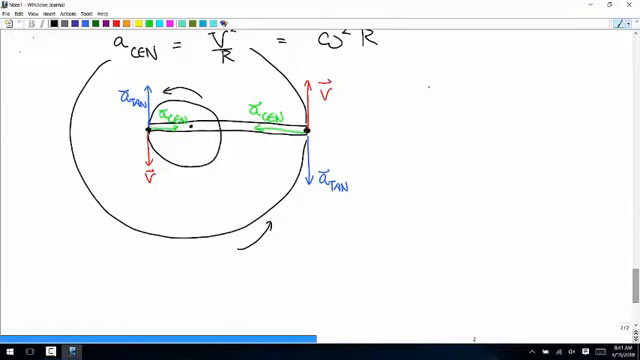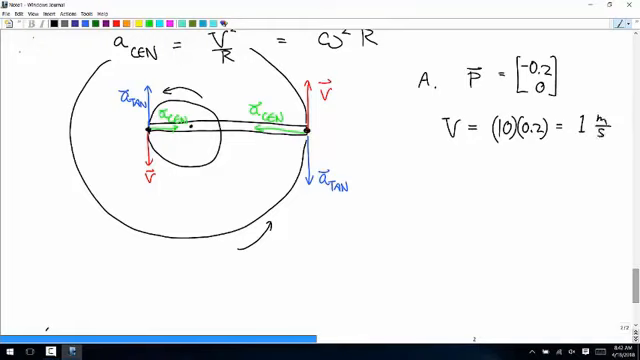And so now we can go through and, for A, if the origin is at that hinge, the position vector is negative 0.2, 0. The velocity vector we can get with the speed, which is omega absolute value times 0.2. So that's 1 meter per second. It's in the negative y direction, so the velocity vector is 0, negative 1.